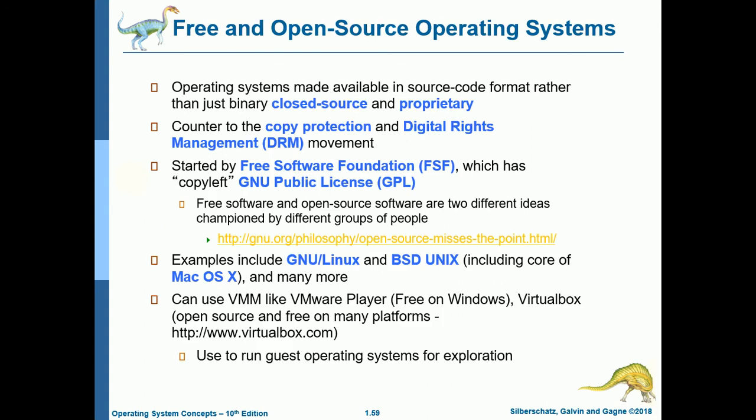So next, last but not the least, we have free and open source operating systems. These are operating systems made available in source code format rather than just binary, closed source, and proprietary. What's the difference between free and open source? Free software means you can download the software for free, but you cannot modify its source code.